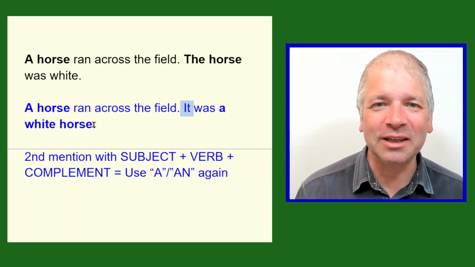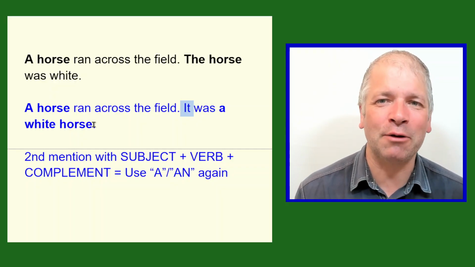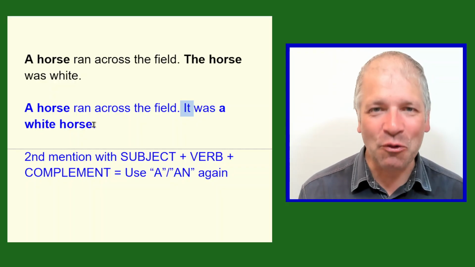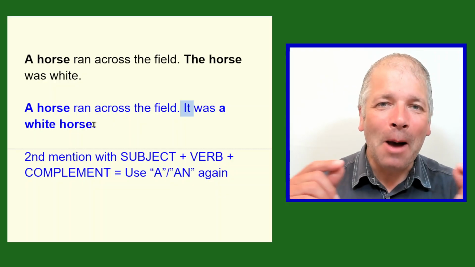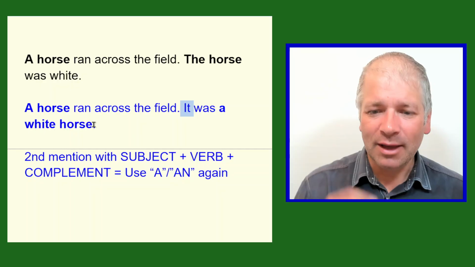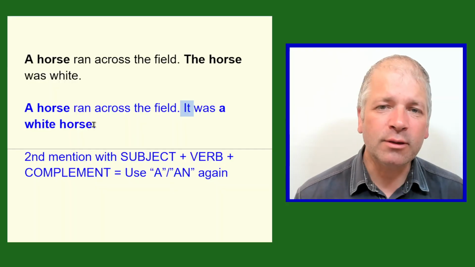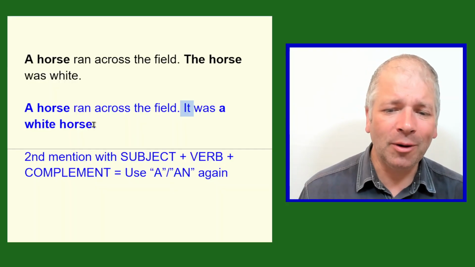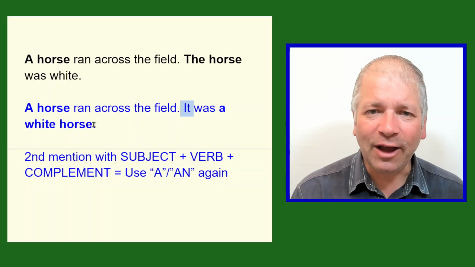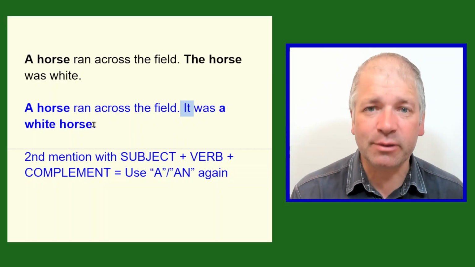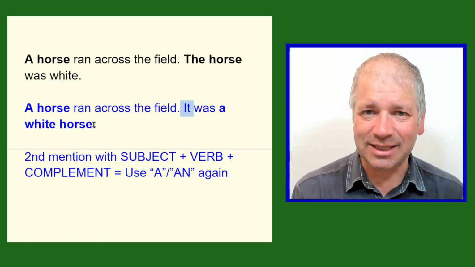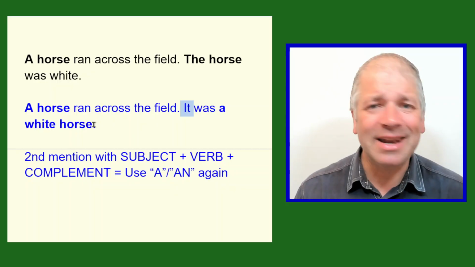These are all recorded completely live as if you're in a classroom with no edits. So I need to correct myself as I'm going along. But in this case, it's not like that. It was a white horse. It is the subject. Was is the verb. But the complement, a white horse, actually describes the subject. It describes it.